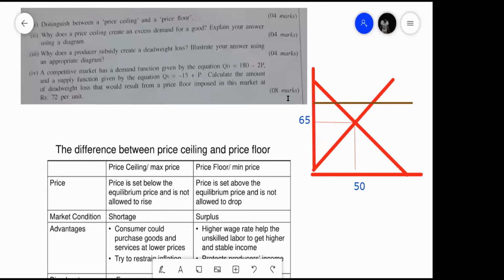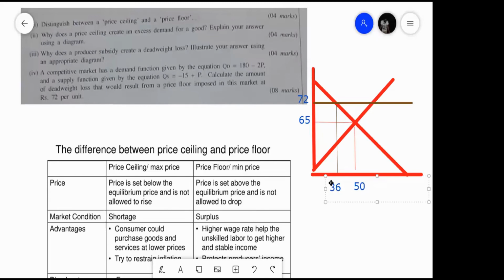So now when they set a price floor of 72, they're asking you what is the deadweight loss. When they set a price of 72, what happens? The market quantity falls, no? So can you all check at price 72, what quantity are suppliers willing to supply? Suppliers are willing to supply at the price of 72, 36. Yes. Okay. So suppliers are willing to supply 36 units, okay, 57.